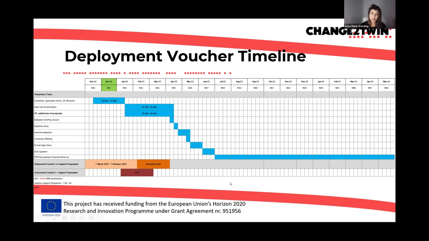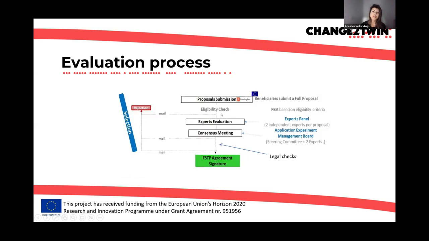Once the list of applicants is submitted to the consortium members, to the consensus meeting of the Change2Twin members, they will be informed, and those passing the threshold in the previous evaluation stage will be invited to perform a legal check and then sign the sub-grant agreement.